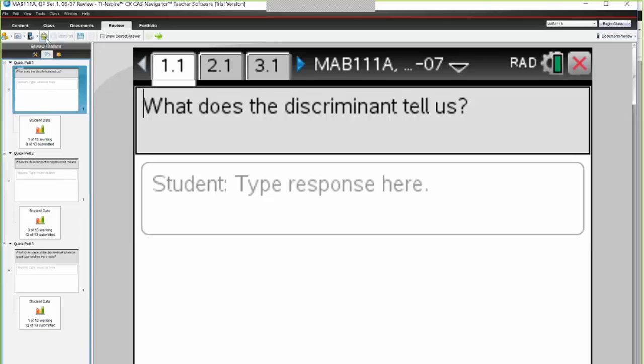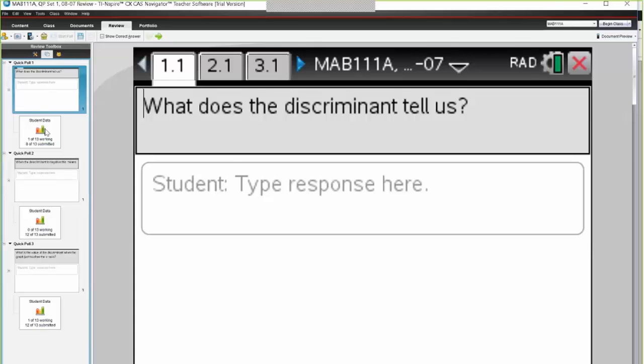When you click on that, it asks what type of question you want. I've typed in the question, what does the discriminant tell us? The students had that document in front of them. They had the page open. They were investigating. I hadn't said any more than that. What does the discriminant tell us?